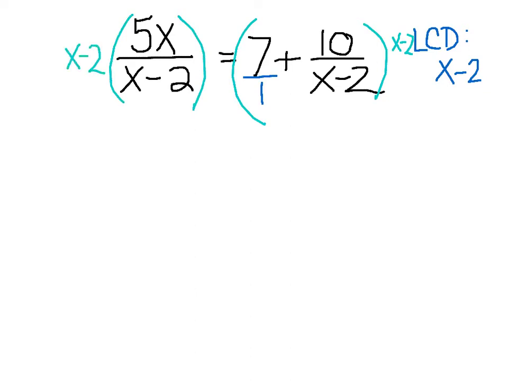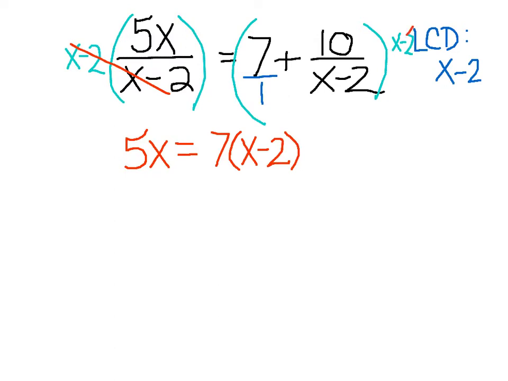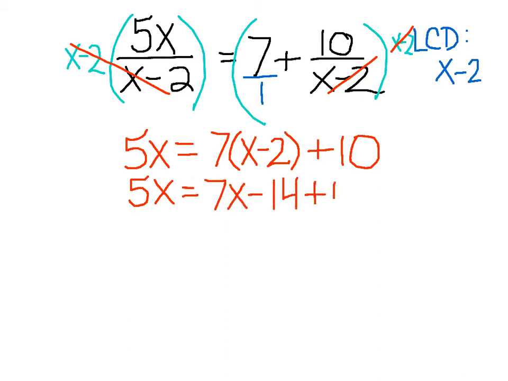Doing that, we have 5x divided by x minus 2 times x minus 2. These are going to cancel out, and we're going to be left with 5x equals 7 over 1 times x minus 2, which is 7 times x minus 2 all over 1. And then again, 10 divided by x minus 2, these x minus 2's are going to cancel out, and you're going to be left with 10. But remember, you're doing this to both. So even though I just crossed this off here, I did take that x minus 2 and apply it to the 7. So we're left with 5x equals 7x minus 14 plus 10.